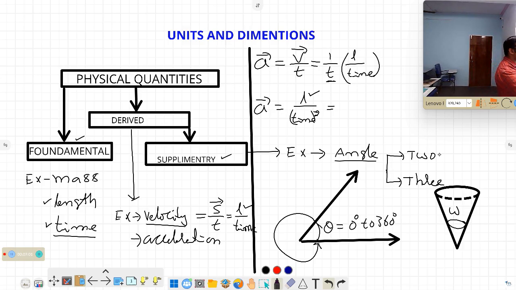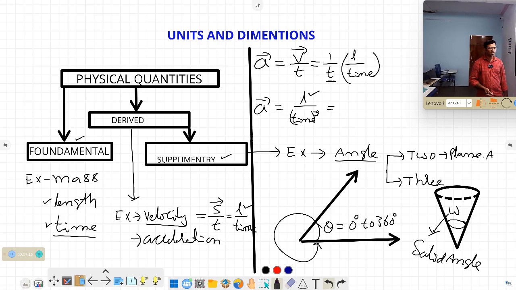The two-dimension angle we call the plane angle, and the three-dimension angle we call the solid angle. Sorry, these are not fundamental physical quantities, they are called supplementary physical quantities.